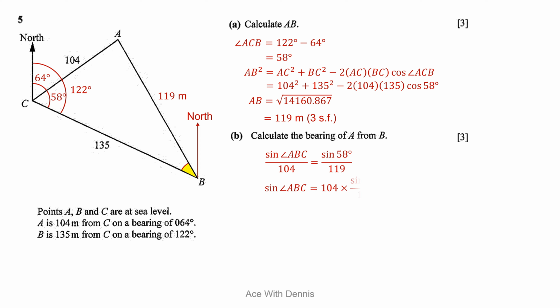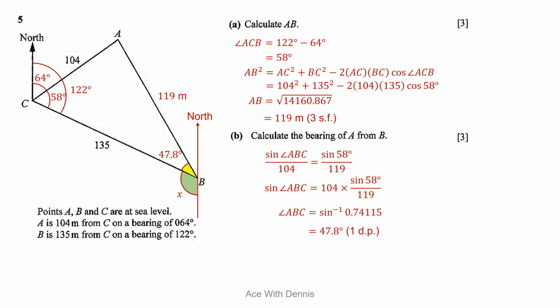Then we bring the 104 to the right side. It becomes 104 times sine 58 degrees over 119. Calculate, we get angle ABC equals inverse of sine 0.74115, and the answer is 47.8 degrees to 1 decimal place. So let's label this 47.8 degrees on the diagram. Then we can extend the line of the north line and find this angle. So let's label this angle as x.